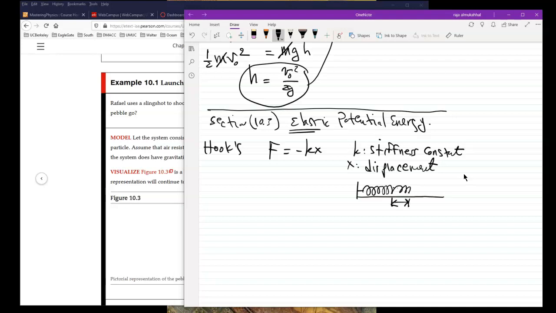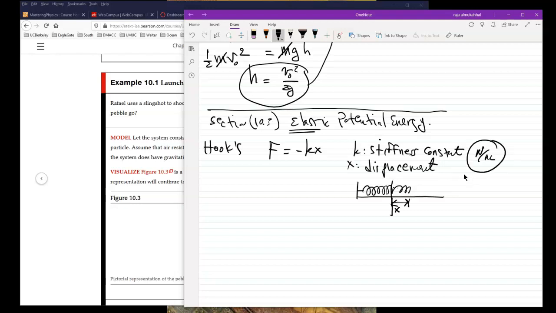In other words, X here, the displacement, is from the relaxed position of the spring. This is the relaxed position. I don't care about the length of it. It doesn't really matter. Whether it's very short, it doesn't matter. What matters as far as springs are concerned is the displacement and how stiff the spring is. This stiffness is called Hooke's constant or spring constant. I like to say the stiffness constant, and it's measured, of course, in Newton per meter.